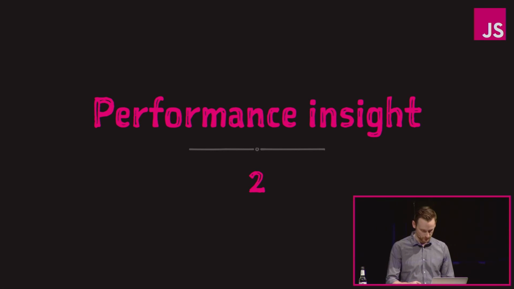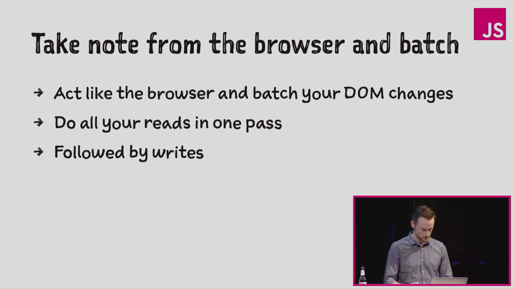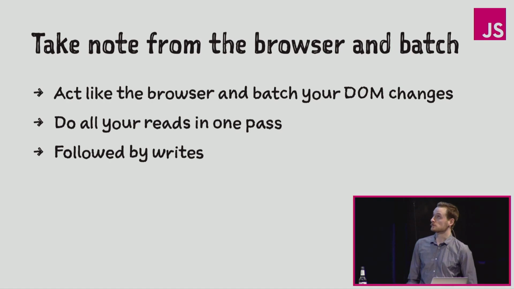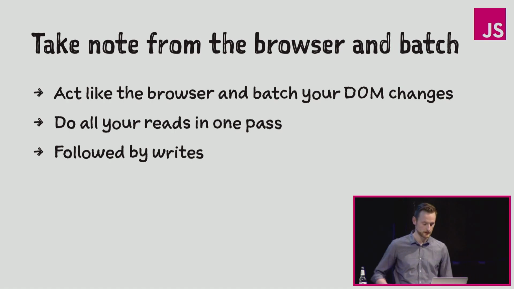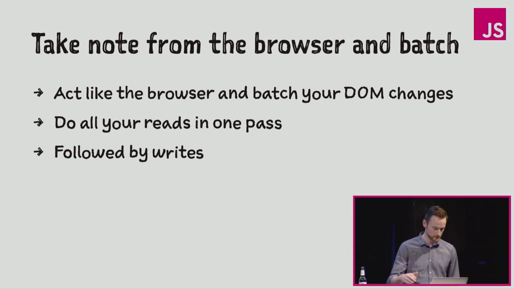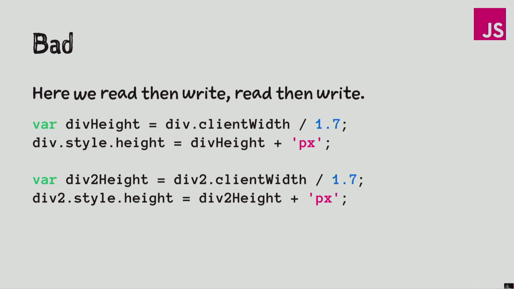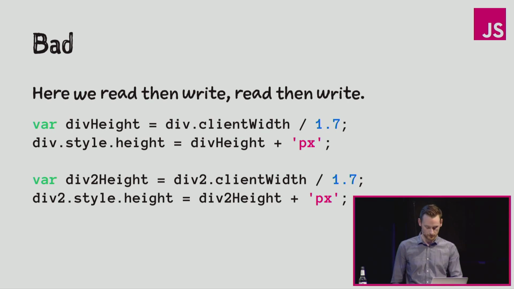So that comes to our performance insight number 2. We want to take note from the browser and we want to batch our changes. So when I act like the browser, you want to do all your DOM changes in one go rather than read, write, read, write, read, write. You want to do all your reads in one pass, and then all your writes. And we'll just show here a bad example. So this code is trying to create an aspect ratio for a div, like 16:9. So it's reading its width and dividing it by 1.7 to get the height, so you get the 16:9 resolution.